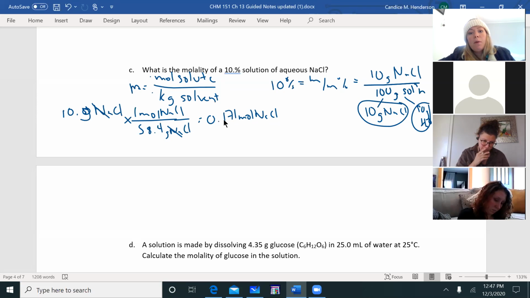Now, for every 0.171 moles of NaCl, I need to figure out how many kilograms of water are in it. So if we have 90 grams, we can just do a quick conversion into kilograms.